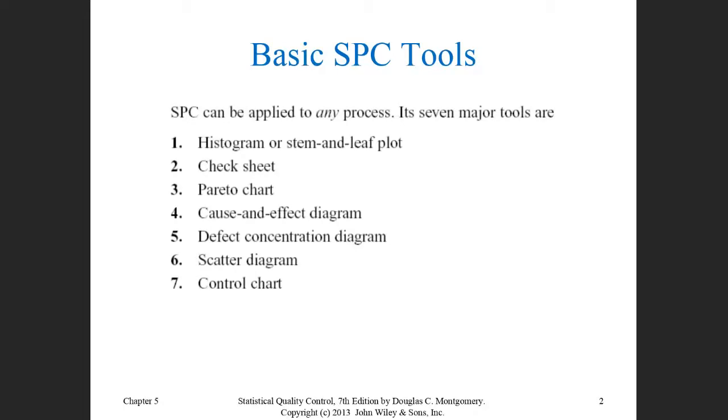Those are the histogram or stem and leaf plot, which we already covered, and the check sheet. This is new, maybe we have not covered it yet. The Pareto chart, we already talked about it, and we will go over it again. The cause and effect diagram, and we will see how we can do it in Minitab. The defect concentration diagram, this is a new one. The scatter diagram, and the control chart.